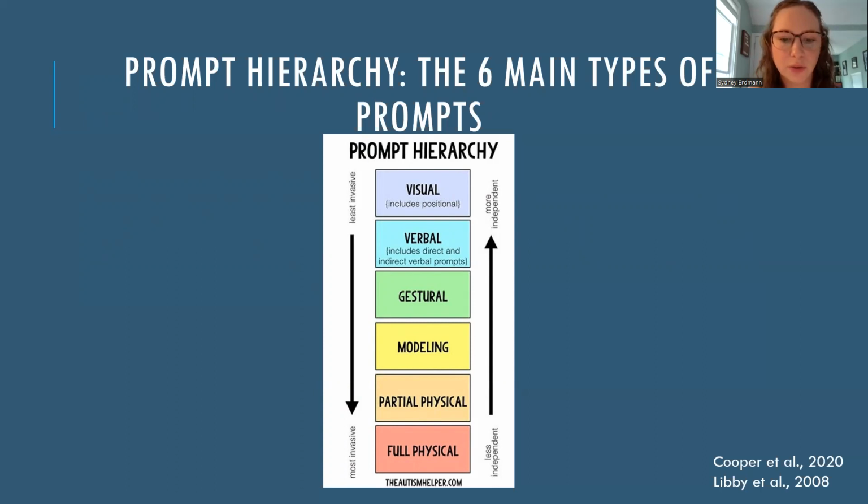To the left of the visual, you can see a black arrow pointing down. This is signaling that the prompting technique that is used should start with the least invasive prompts, such as a visual prompt. If the visual prompt is not effective, then the clinician will work their way towards the most intrusive prompt to ensure that the client is successfully responding correctly. This technique is called least to most prompting.